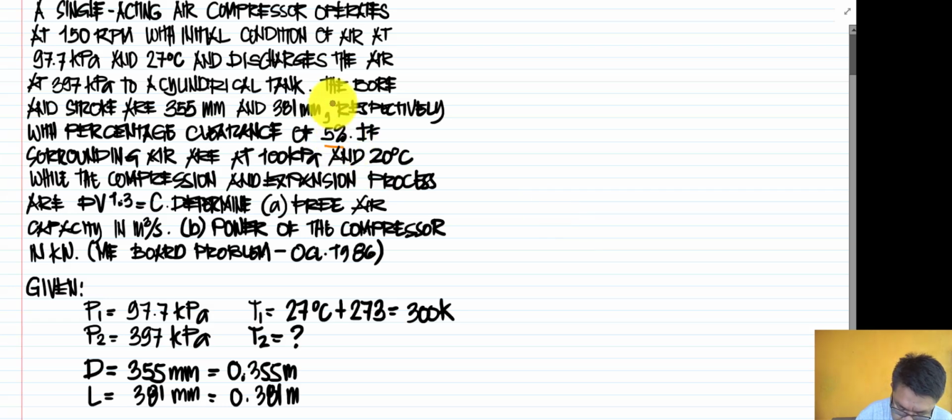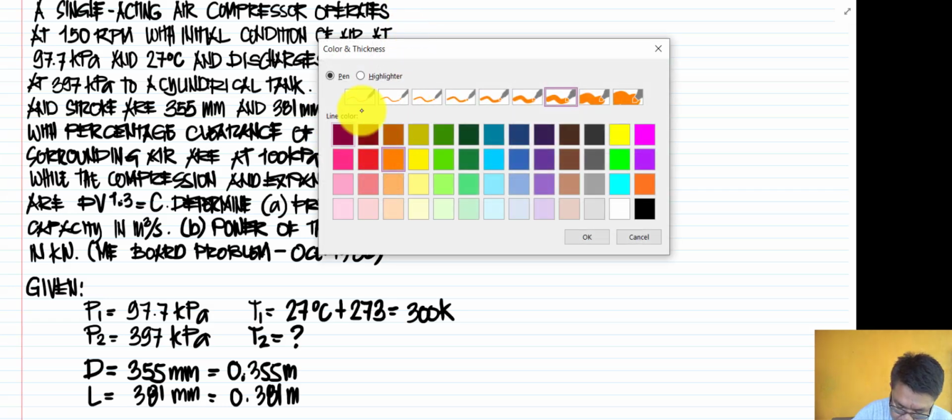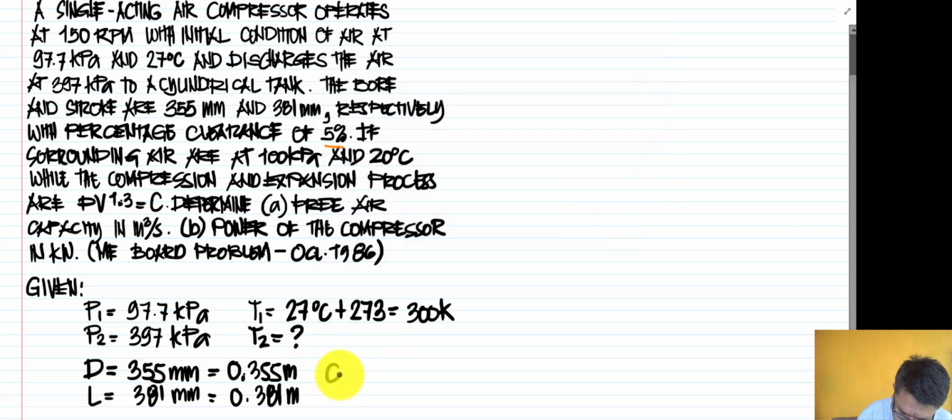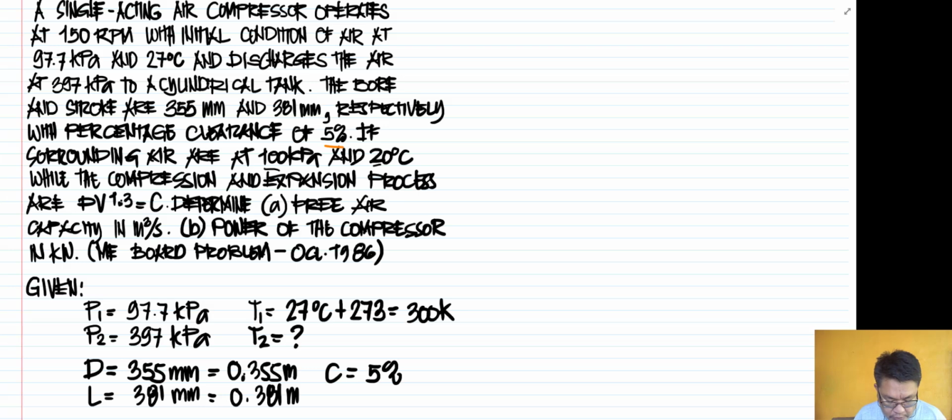And we also have given in the problem your clearance, so that is 5%. And we have the surrounding conditions, which are 100 kPa and 20 degrees Celsius, outside.